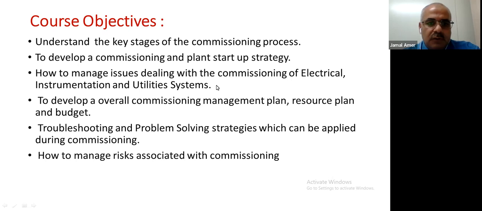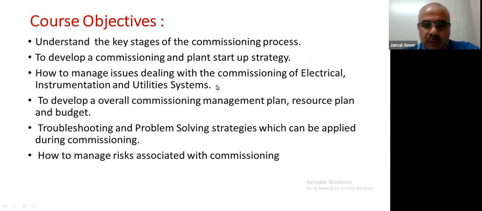Third, to develop the overall commissioning management plan, resources plan, and budget. Yes, we have to take care and keep control of our budget during construction, because construction and commissioning consume a lot of resources and consumable material. So we have to put correct control on the commissioning budget. Usually the commissioning budget is almost around 3.5% of the capital of the project.